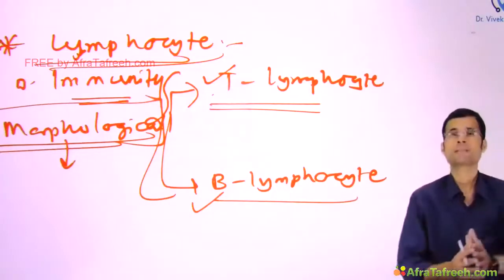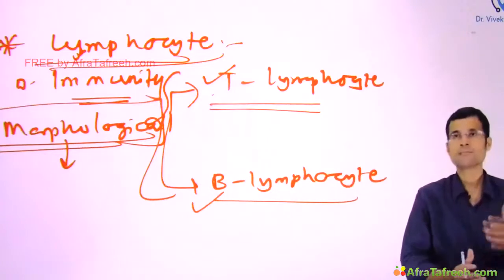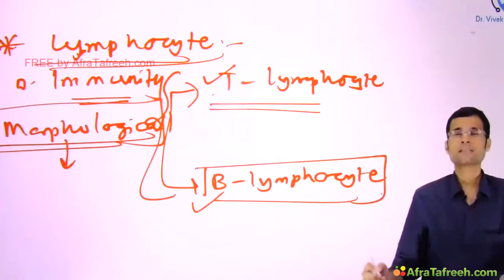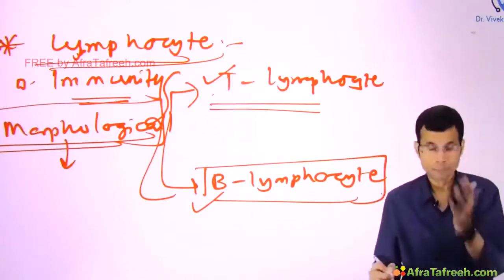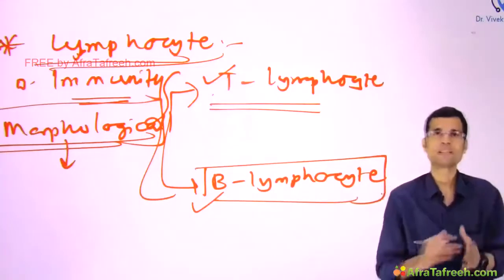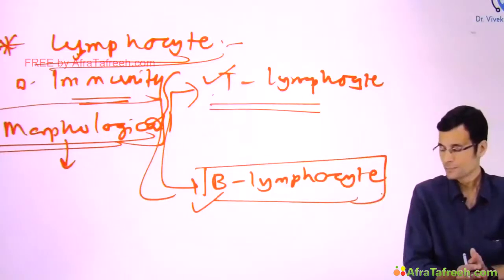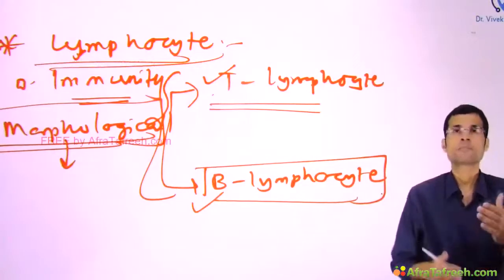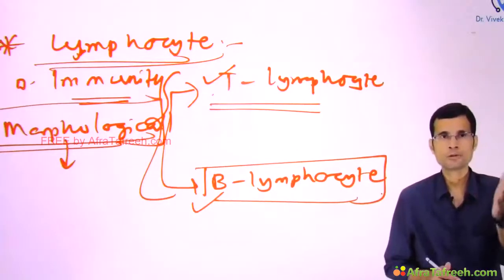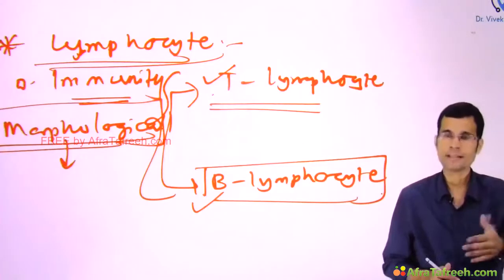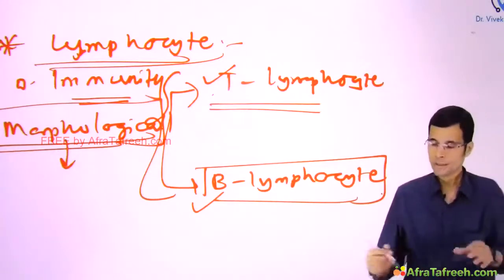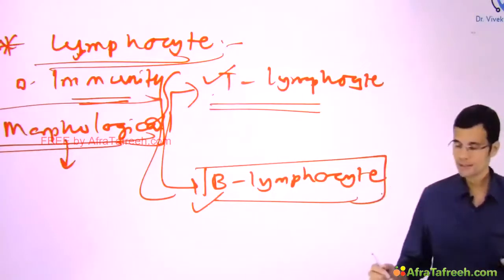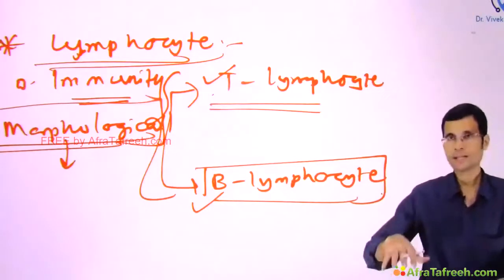T stands for thymus, thymus dependent lymphocytes, when the lymphocyte is pre-processed in the thymus. And B stands for bursa of Fabricius. Basically this bursa of Fabricius is found in the lymphoid tissue of the intestines in birds and chicken, but there is no such bursa found in humans. Bursa equivalent in humans is the bone marrow, so we can consider that B as the bone marrow.